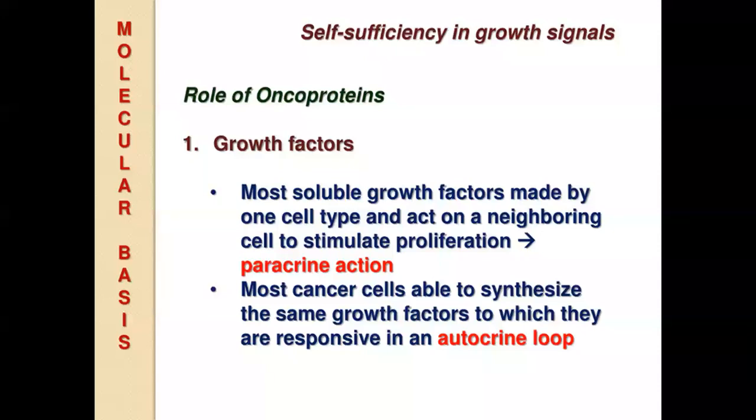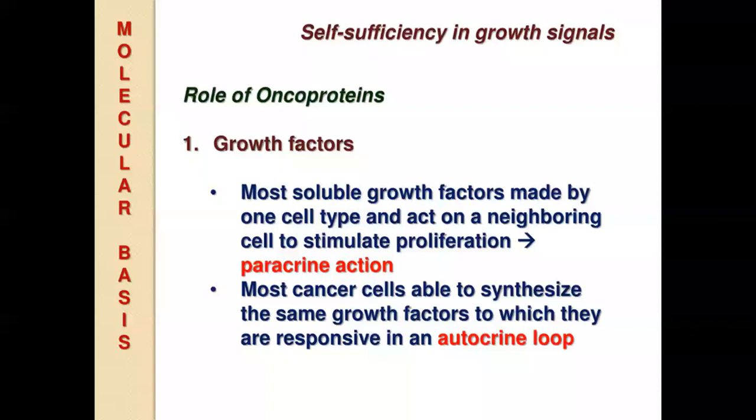So, these are the steps in signal transduction for cell proliferation by oncogenes. First of all is the growth factor. These are mostly soluble growth factors made by one cell type and act on a neighboring cell to stimulate proliferation, called paracrine action. Means they normally act on a cell other than the one that synthesizes them.